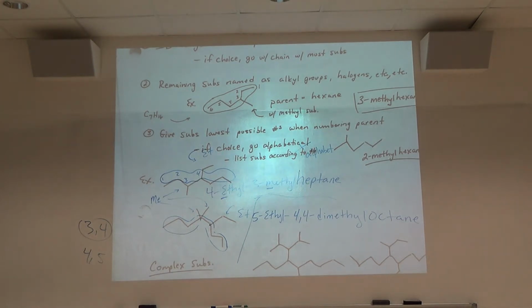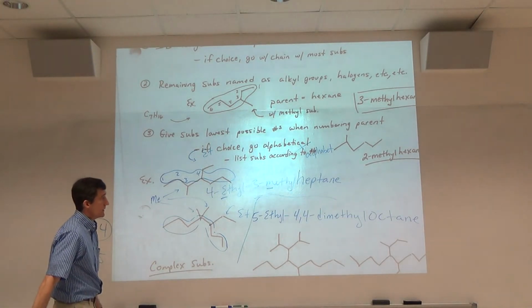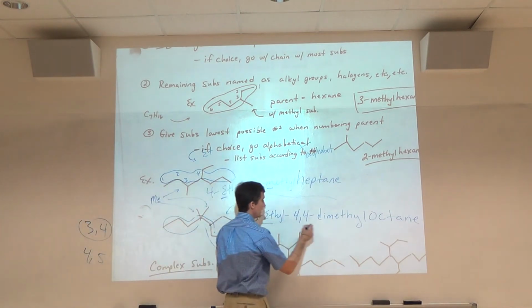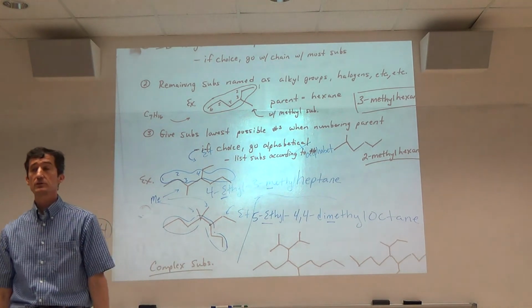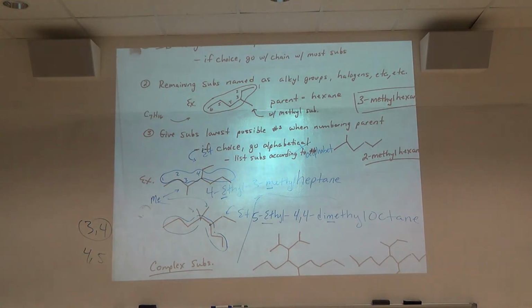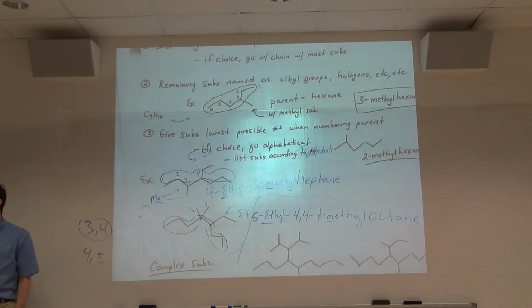So both of those things from part 3 are then wrong? Part 3 says give subs the lowest possible numbers when numbering the parent; if there's a choice, go alphabetical. We listed in alphabetical order, E and M. Mono, di, tri, tetra, that doesn't count in alphabetical. E and M, we listed the alphabet first.